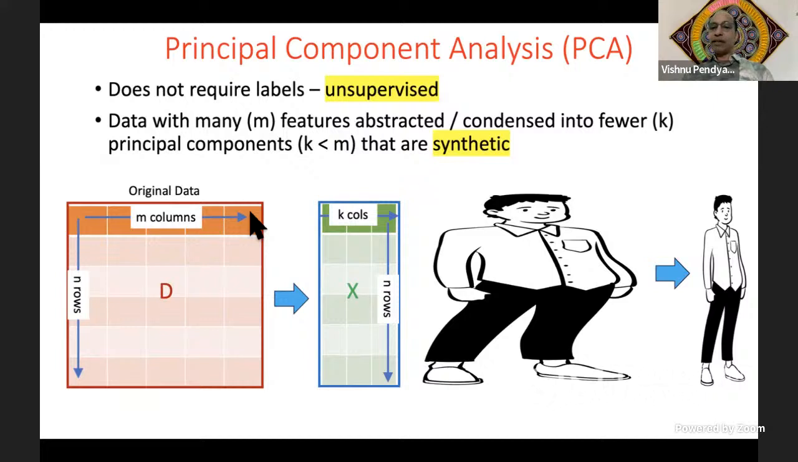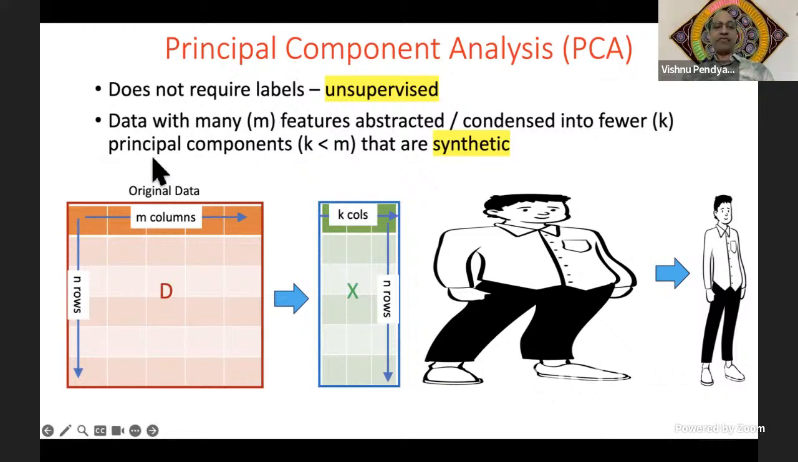So you can consider principal component analysis as a data summarization technique. The first point to note is that it does not require any labels. It is a completely unsupervised machine learning method, no labels required. The idea is that data with many features are condensed or abstracted into fewer principal components. Component, feature, column, dimension: these are all used synonymously, they mean the same.